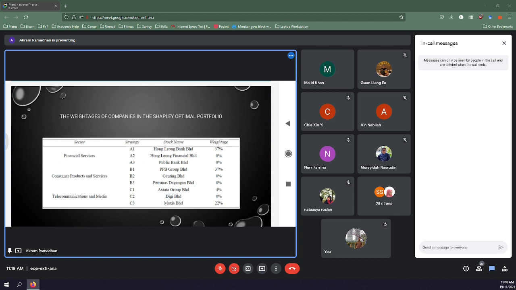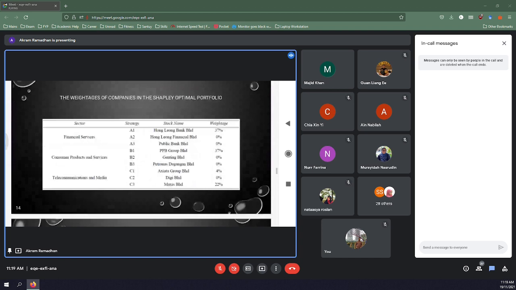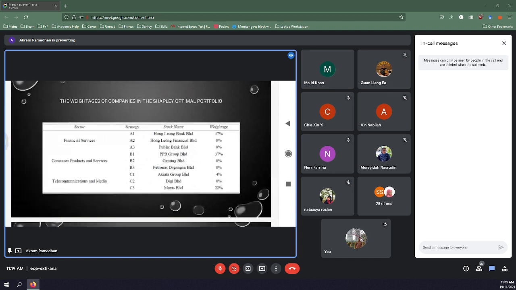So after this, how can Shapley value improve our optimal portfolio? Before that, maybe, what is a portfolio? If we have many stocks or investments, we can have many stocks in our portfolio. We call this a group of stocks because we want to increase our return.